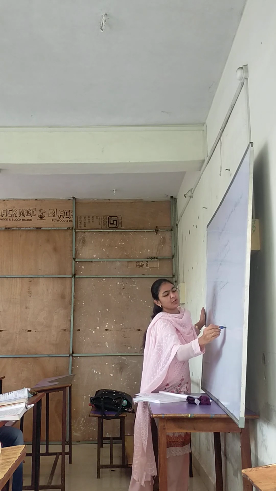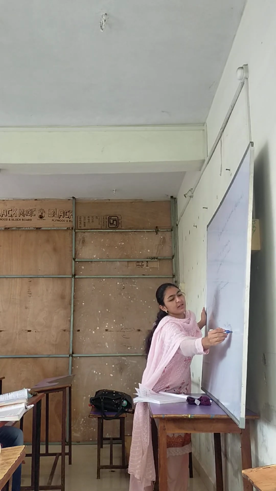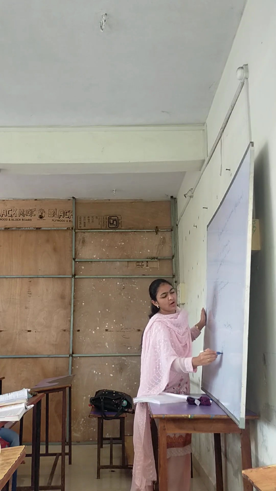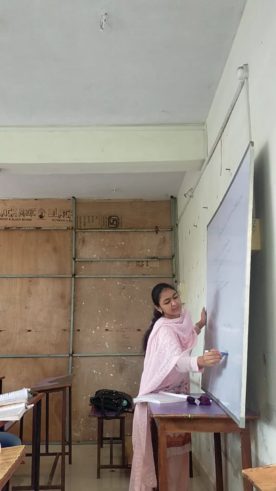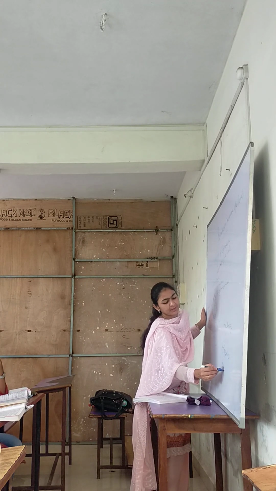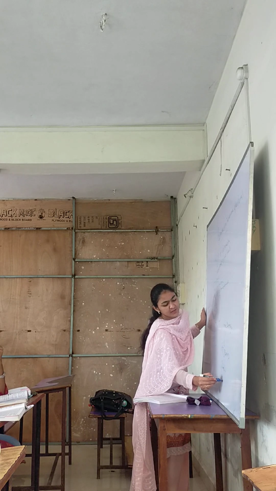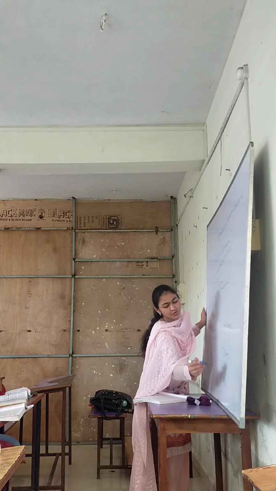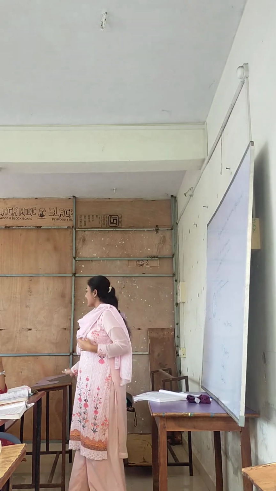It will be converted into primary spermatocyte. Then that will be converted into what? Secondary spermatocyte. Then spermatid. Then lastly spermatozoa. In this way, again, oogenesis takes place.